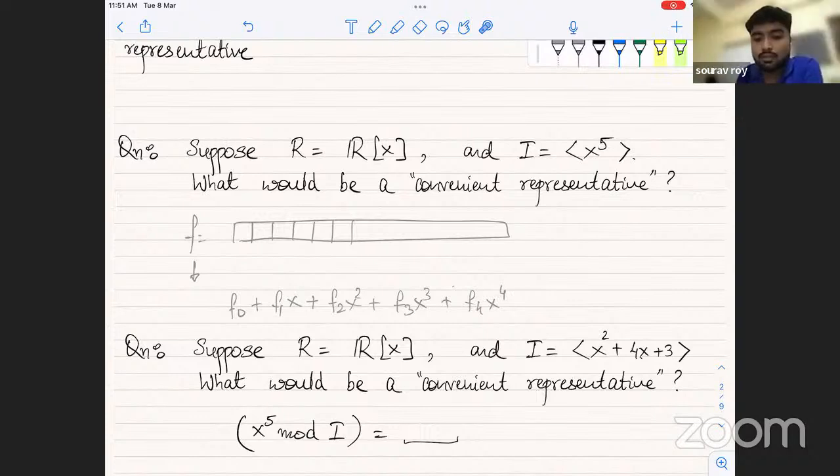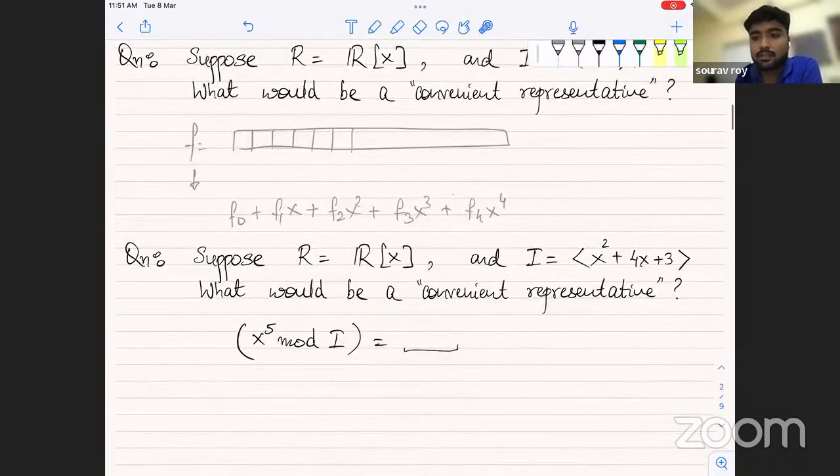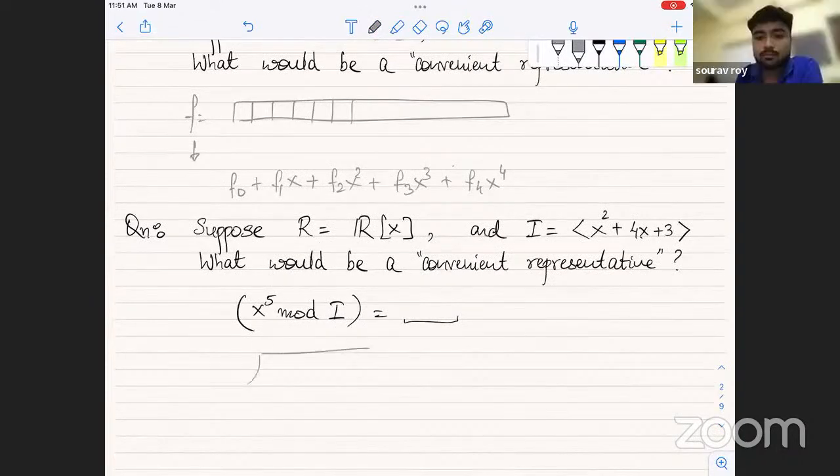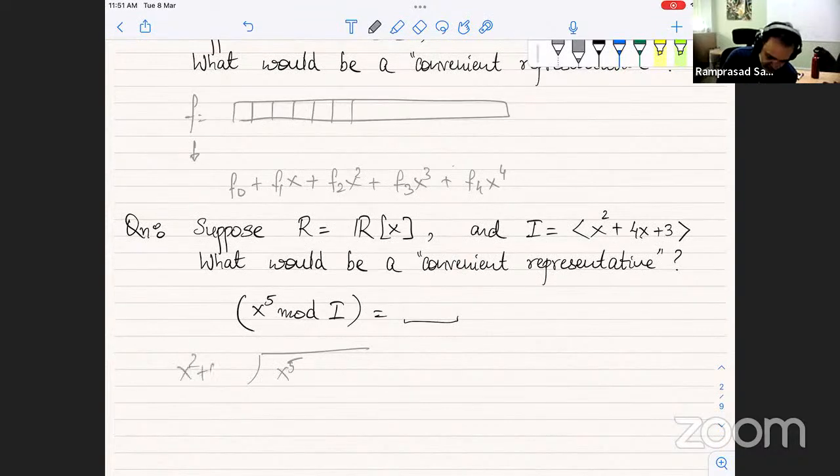Just divide, we can do the polynomial division, we know, right? So let's just do that at least for a few steps. So we will write x power 5, and what are we trying to do? We are trying to divide by x squared plus 4x plus 3, and we are literally trying to find the remainder. And we are basically saying whatever is the remainder under this division, that's what I would like to put here. Okay, so let's just maybe do 2 steps of the division so that we all know what we are doing.